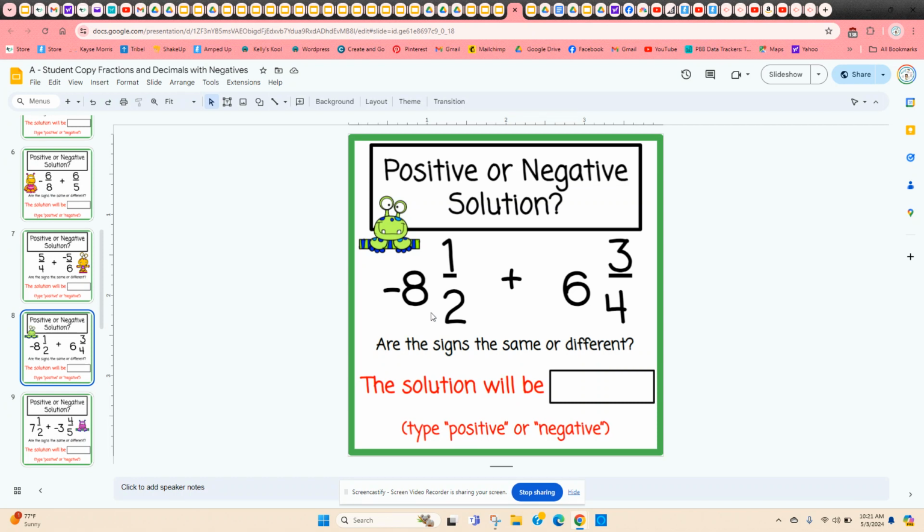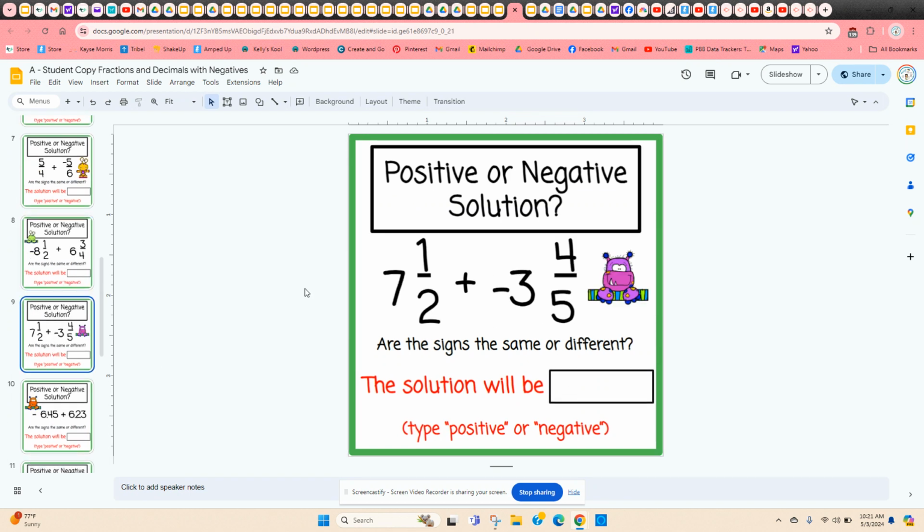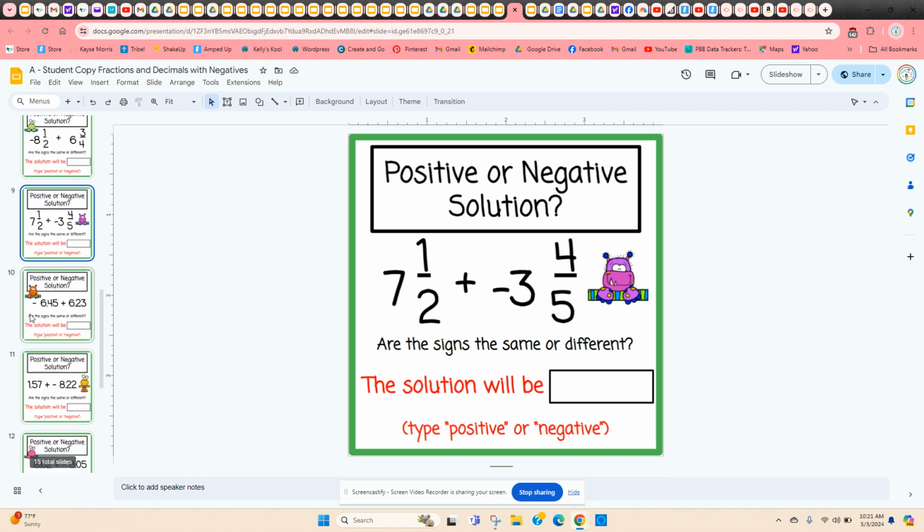And then they're shown some mixed numbers. So here, as long as the fractions are less than 1, they just need to look at the whole numbers. So -8 has a greater absolute value, so their answer will be negative. Here, 7 is greater than -3, so the absolute value is greater, so their answer will be positive.